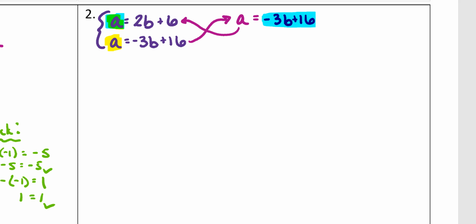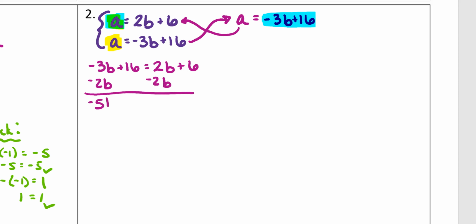So that gives us negative 3b plus 16 equals 2b plus 6. Now you don't need the parentheses there. You can put them if you want them, but they're not necessary. And now we just need to solve this. This time our like terms are on opposite sides. So remember, that means we need to subtract to get them on the same side. So negative 5b plus 16 equals 6.